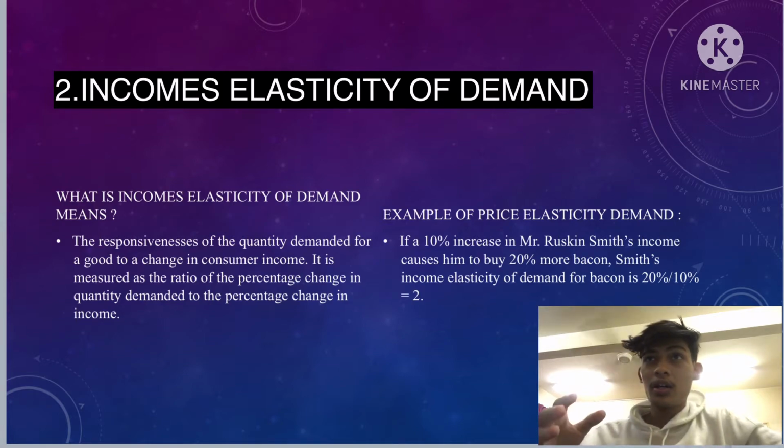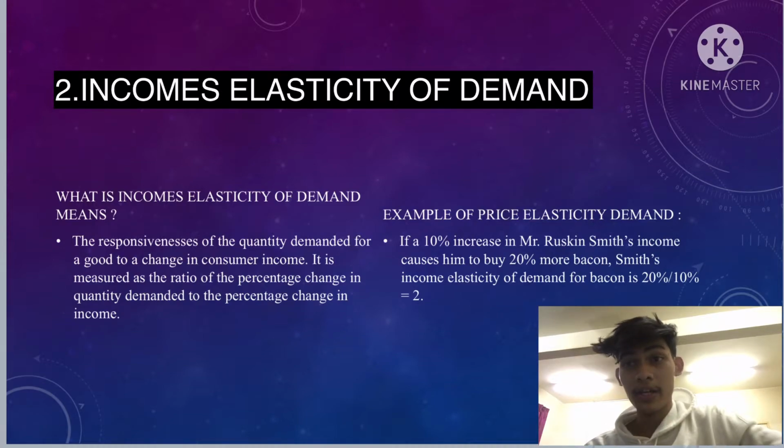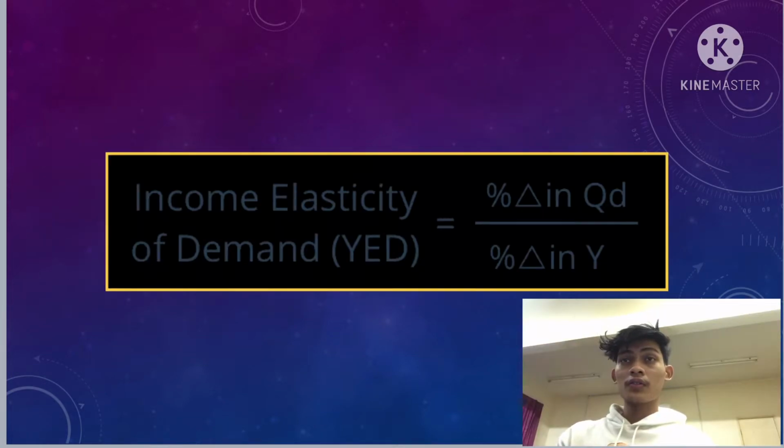So on the right side you can see an example. If a 10% increase in Mr. Rushkin Smith's income causes him to buy 20% more bacon, Smith's income elasticity of demand for bacon is 20% divided by 10%, equal to 2. So here is an example formula of income elasticity of demand.